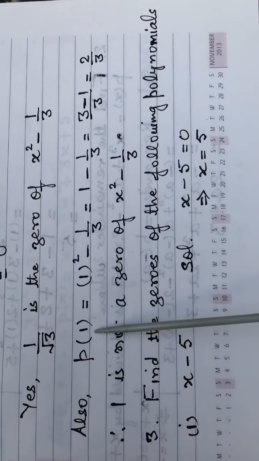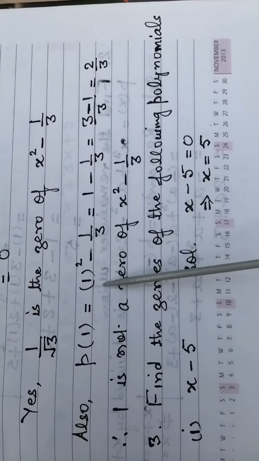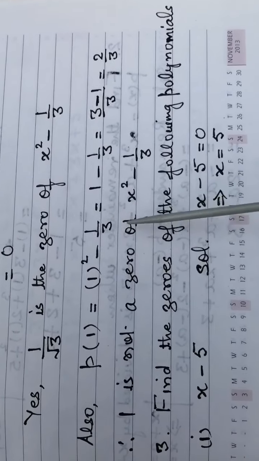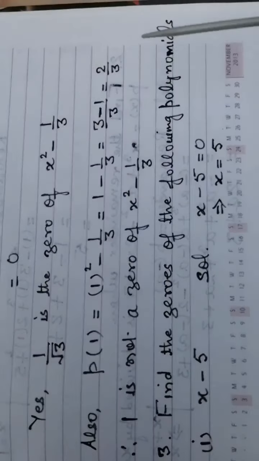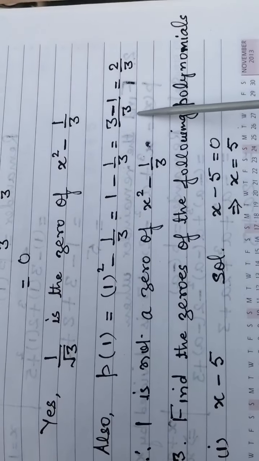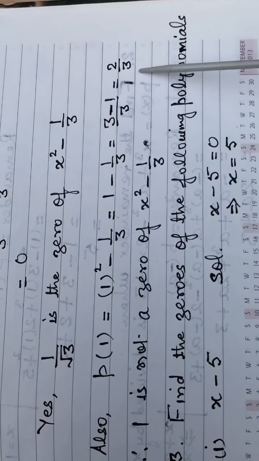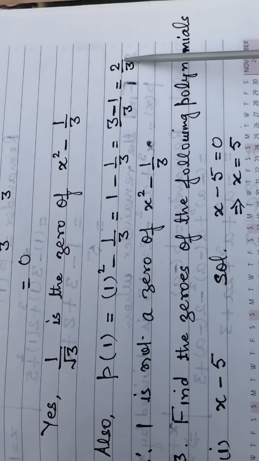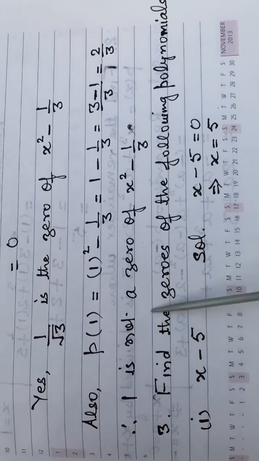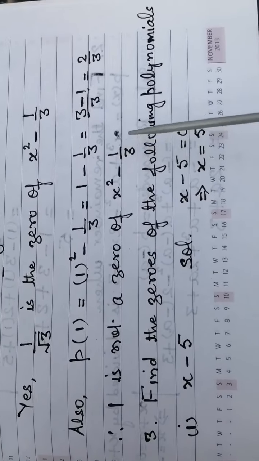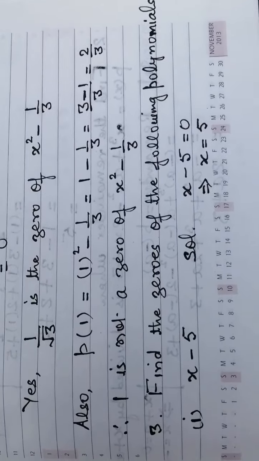Now for the second, we have to find whether 1 is the 0 of this polynomial or not. So p of 1 will be, instead of x, put x equal to 1. So square of 1 minus 1 over 3, that is 1 minus 1 over 3. Take LCM, that is 3 minus 1 over 3, which is equal to 2 over 3. Now here you are not getting 0 when I have substituted x equal to 1. So therefore 1 is not a 0 of x square minus 1 upon 3.